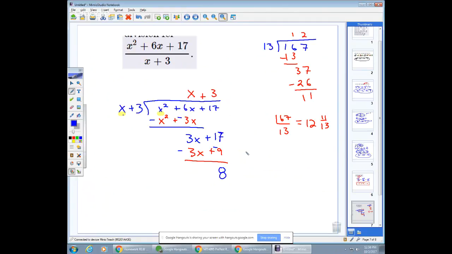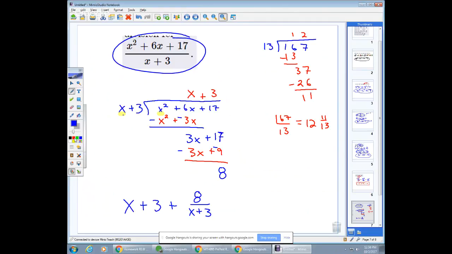So that's my remainder. So this quotient right here, I found that x plus 3 goes in there x plus 3 times, and there is a remainder of 8 out of the divisor, x plus 3.